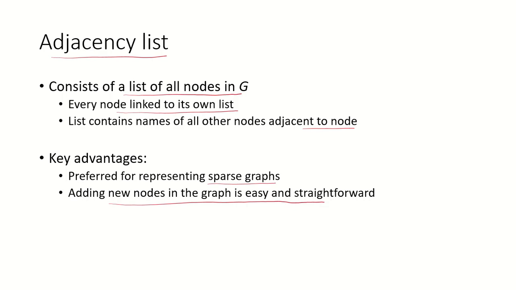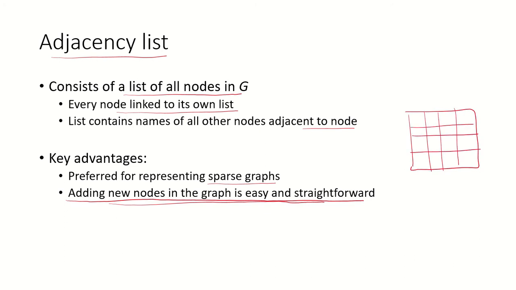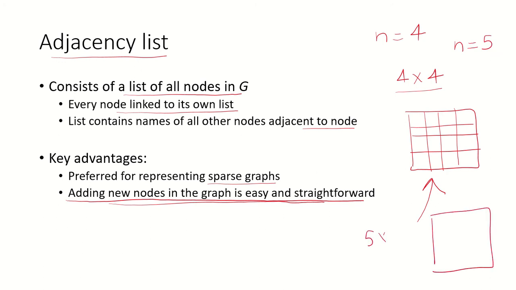Now we come back to the statement that adding new nodes in the graph is easy and straightforward. Compare this with an adjacency matrix. Suppose a new node was added to the graph. That would mean redefining this matrix and transferring all this data to the new matrix. Currently, this is a 4 by 4 matrix, assuming that n was 4. That means the number of nodes in the graph was 4. So the adjacency matrix was defined for size 4 by 4. Any new node that is added means n now becomes 5. A new matrix of size 5 by 5 would have to be created. All this data that is present over here would have to be transferred to this new matrix.